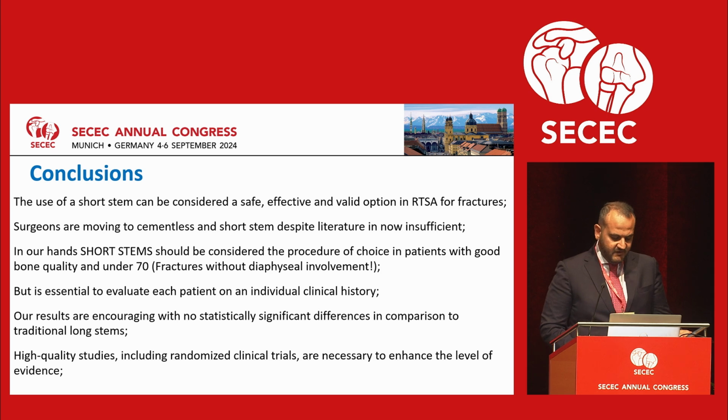In conclusion, the use of a short stem can be considered safe, effective, and a valid option for reverse shoulder arthroplasty for fracture. Surgeons are moving to cementless and short stems, despite the literature being insufficient in fracture. In our hands, the short stem should be considered a procedure of choice in patients with good bone quality and under 70. But it's essential to evaluate the clinical history. Our results are very encouraging in comparison with the long stem, but I think it is necessary to include randomized studies and clinical trials to enhance the level of evidence.